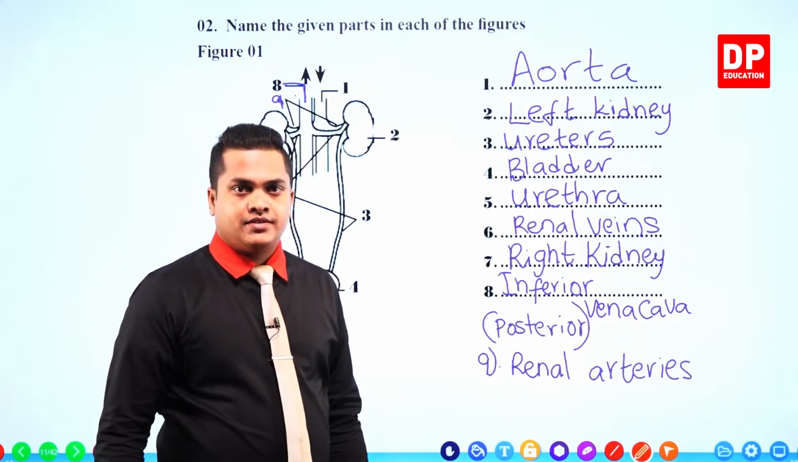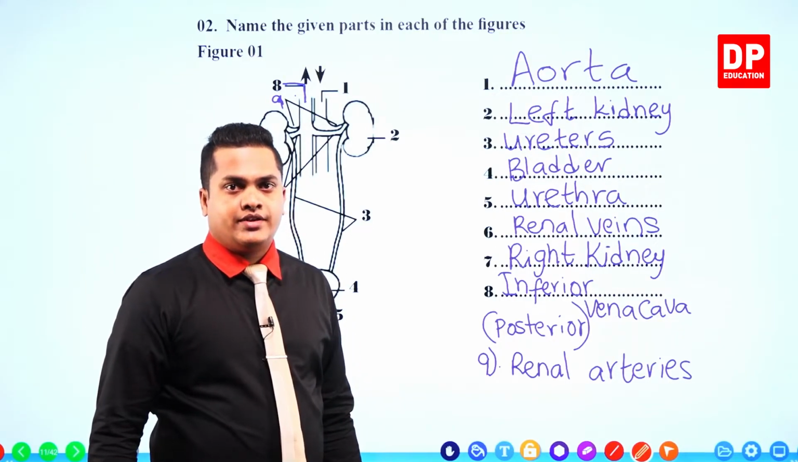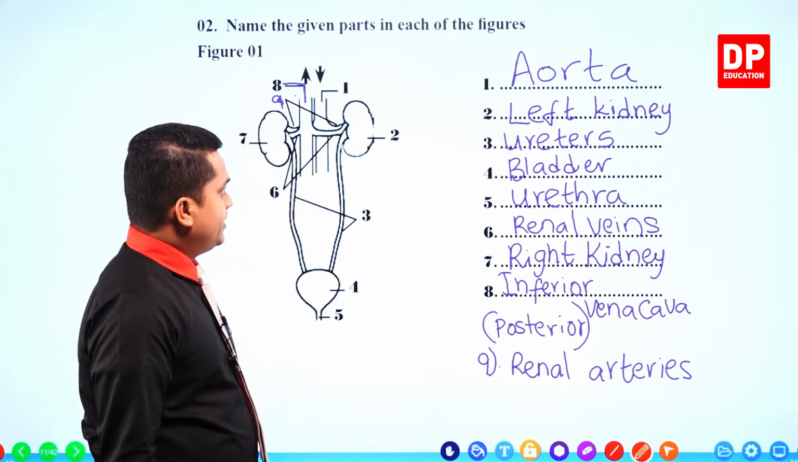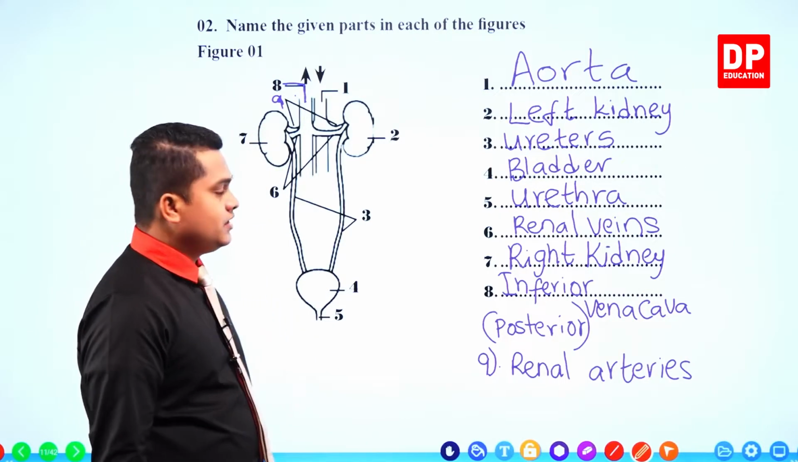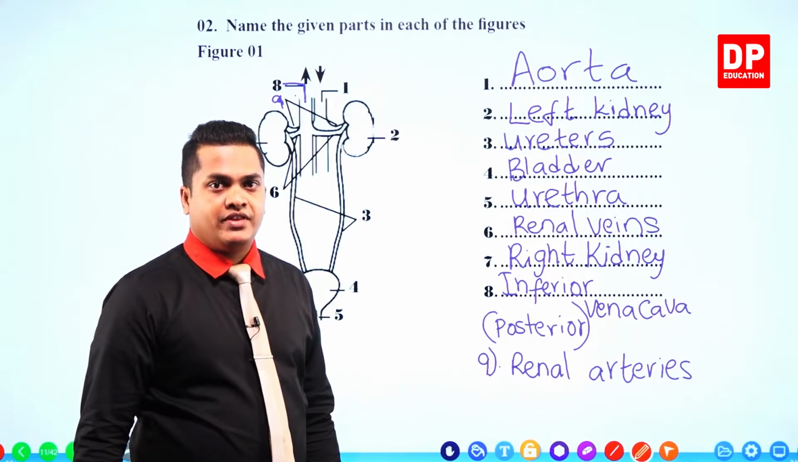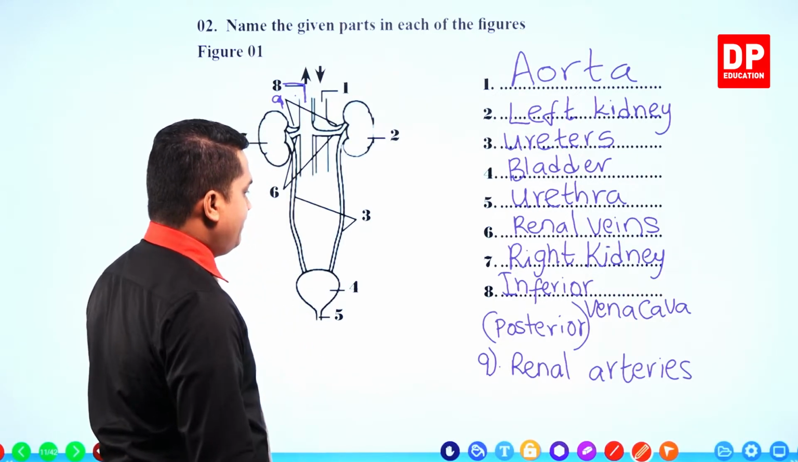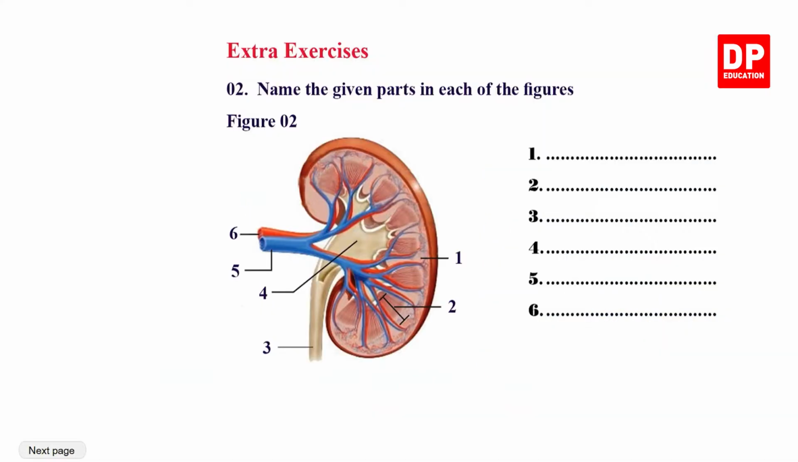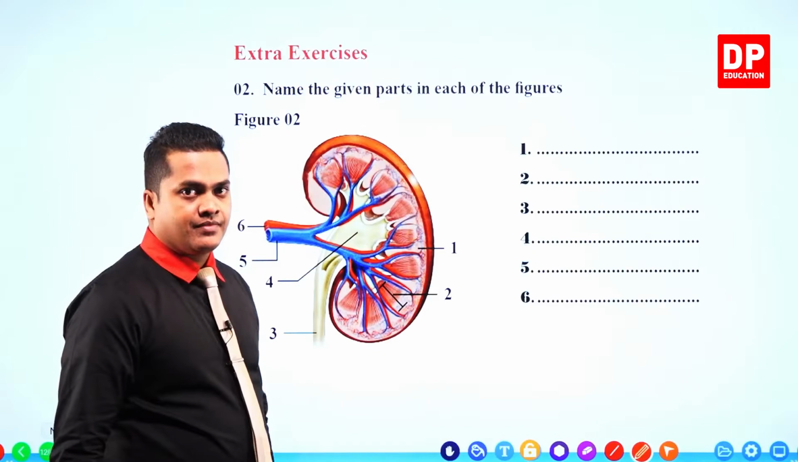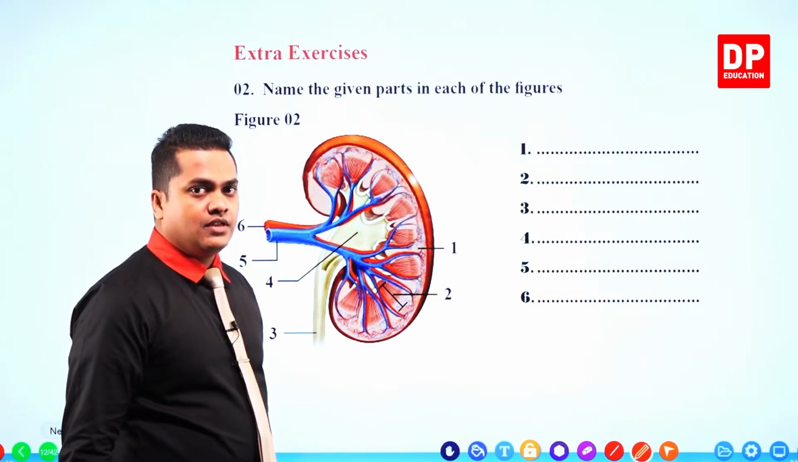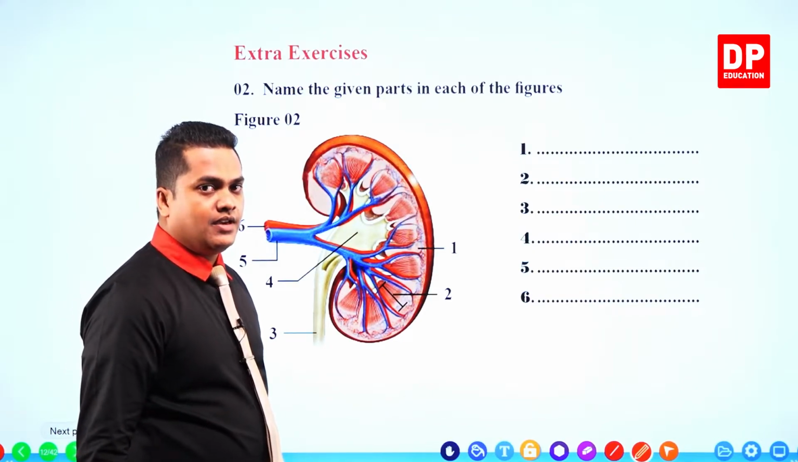Renal arteries. Okay then, so this is the first figure which you are given. Right, so let's move on with the second figure, my dear children. In the second figure, you can observe a cross section of a kidney.